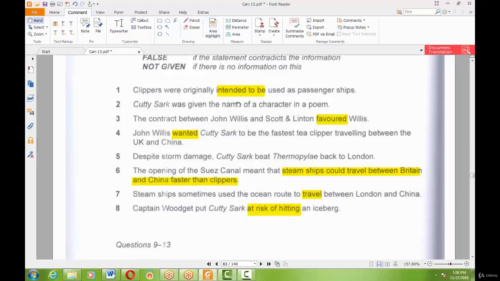All right, so clippers were originally intended to be used as passenger ships. So watch how I do this and watch how I fill in the chart. And then afterwards, you can practice with the practice test to see how it's done.